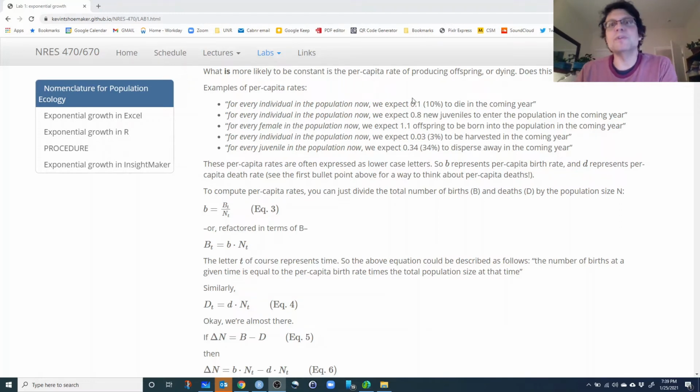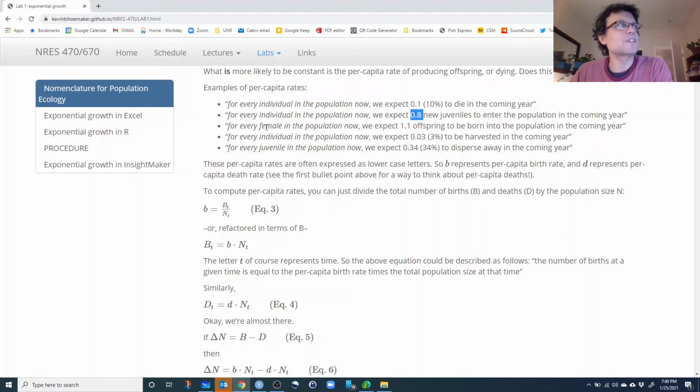For every individual in the population, already we can tell it's a per capita rate because we're talking about something that's true for every individual. And all we have to do to think about what the total population number of juveniles entering the population is, is to just multiply this per capita rate by the total population size. And so that's the basic idea of per capita rates.